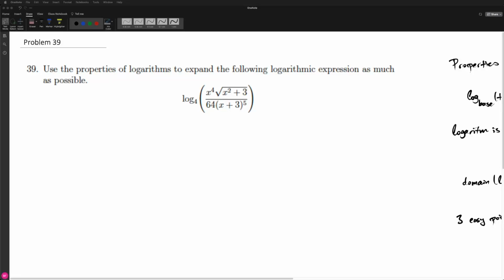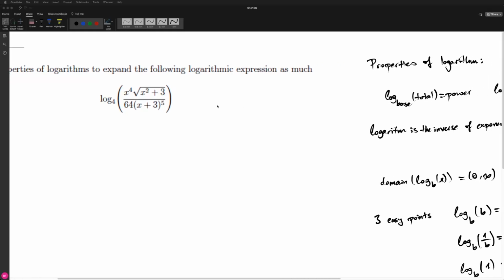Question 39. Use the properties of logarithms to expand the following logarithmic expression as much as possible. Logarithm of x to the 4 times the square root of x squared plus 3, all divided by 64 times (x plus 3) to the 5th power, base 4.